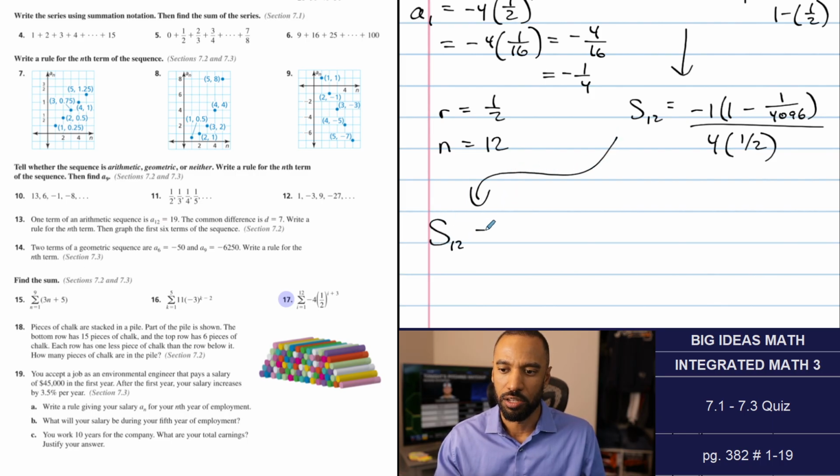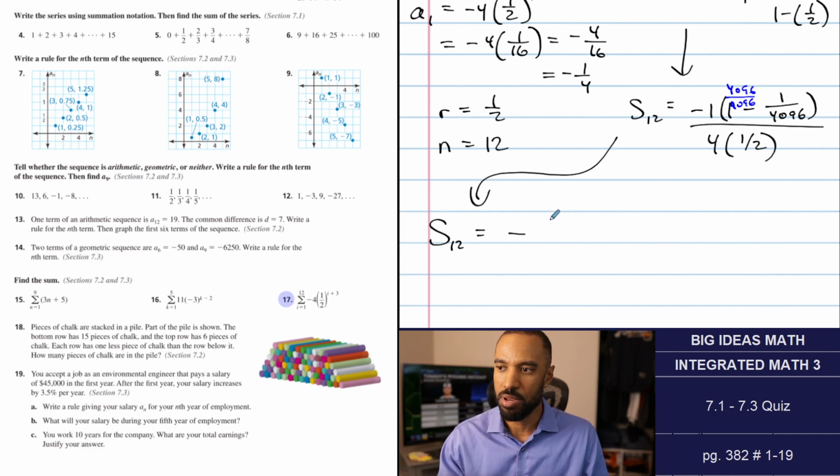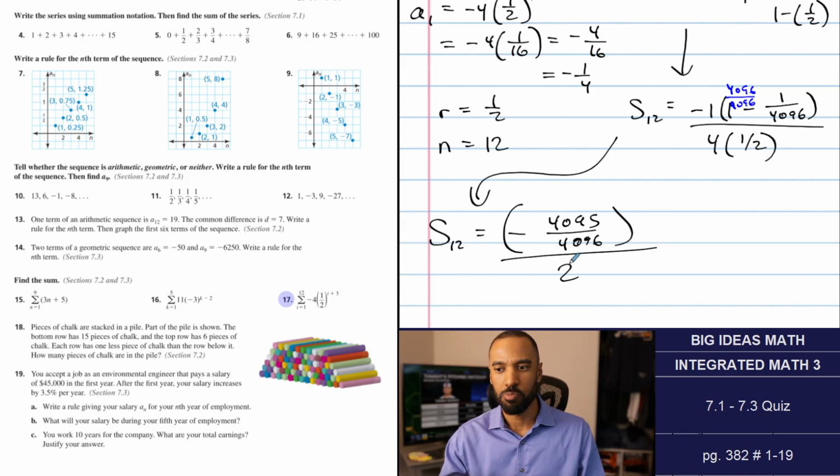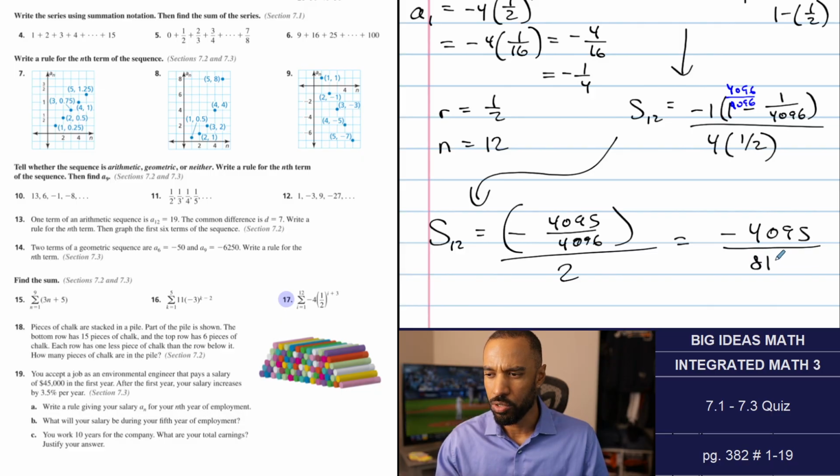My work's going to be a little messy, y'all, so go to the calculator whenever you're ready. Negative 1 is the same as making something negative, so we'll make this answer negative. And 1 is 4096 over 4096. We're subtracting 1 from the top. This is going to be negative 4095 over 4096 on top, and on bottom we have 2. Dividing this by 2 is the same as making the 4096 2 times larger. I believe the final answer will be negative 4095 over 8,192. I don't think that reduces.